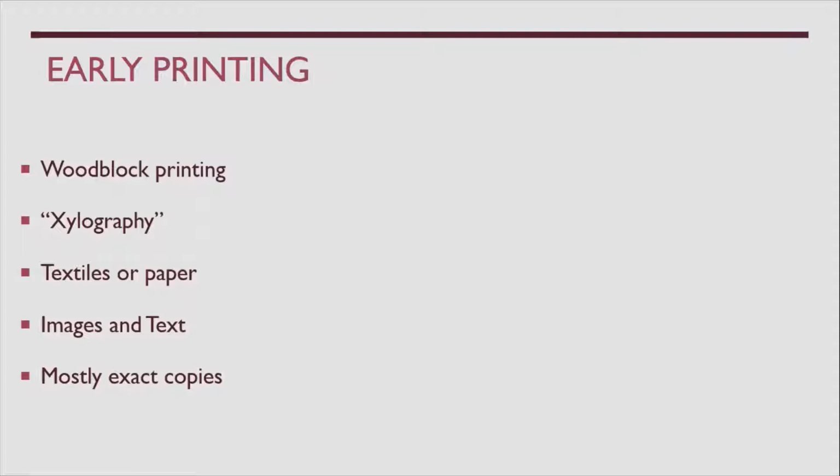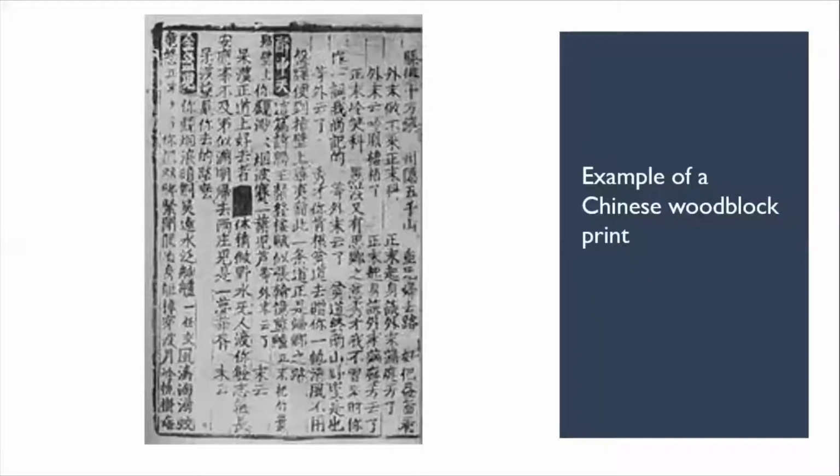The wood does wear down over time or it chips. And there can be human error involved in the making of the woodblock. So each copy is not necessarily perfect. So here we see an example of a Chinese woodblock print. So this entire image would have been carved out at one time. And once it had been carved, it could then be reproduced over and over again until the wood wore down.